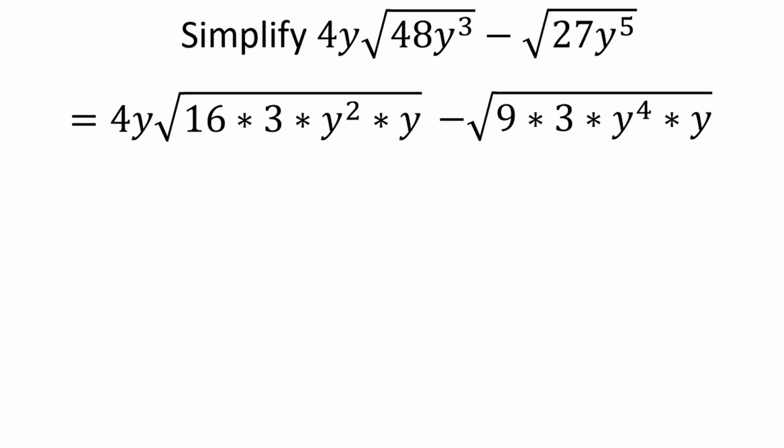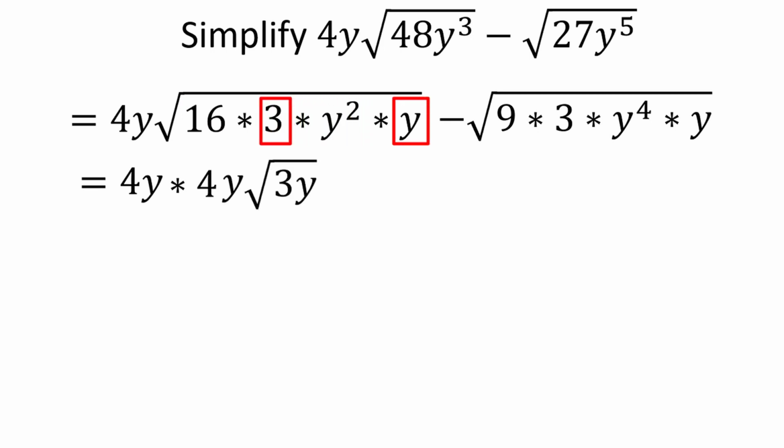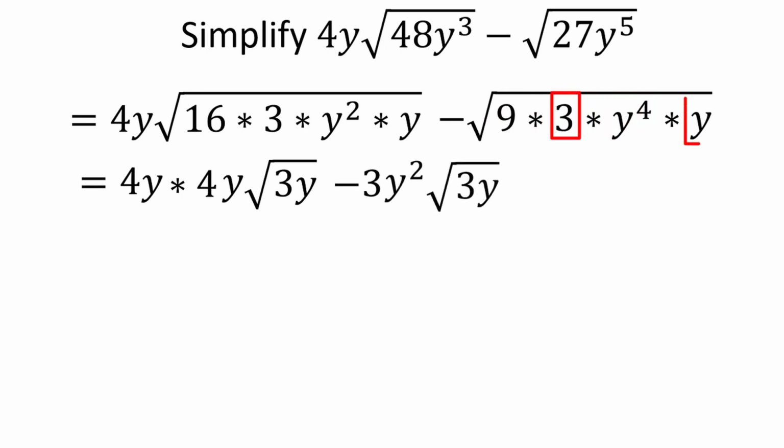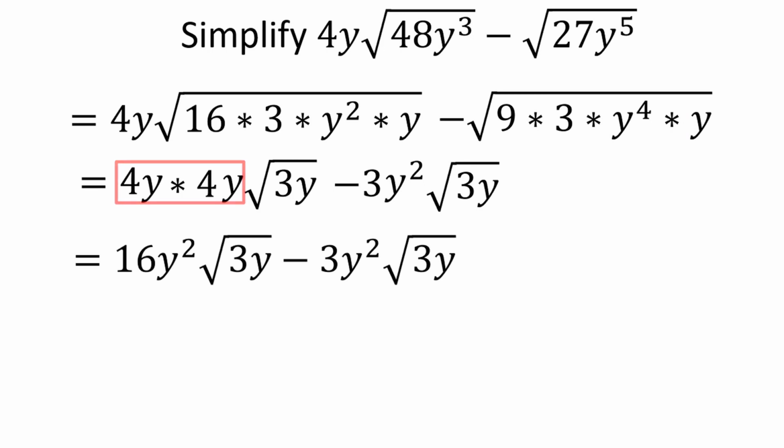For the first term, we have the 4y that was already there, but then we have the square root of 16, which is 4, and the square root of y squared, which is y. On the inside, we still have the square root of 3y left over. For the second term, we subtract the square root of 9, which is 3, and then we have the square root of y to the fourth, which is y squared, leaving us with the square root of 3y on the inside. Simplifying the 4y times 4y, we have 16y squared, square root of 3y, minus 3y squared, square root of 3y.